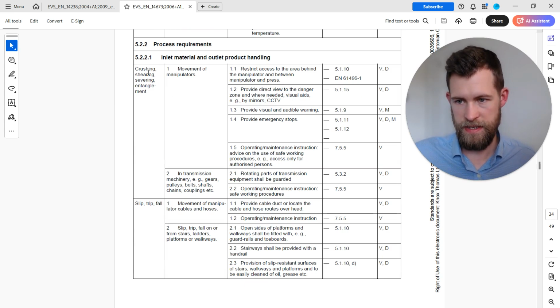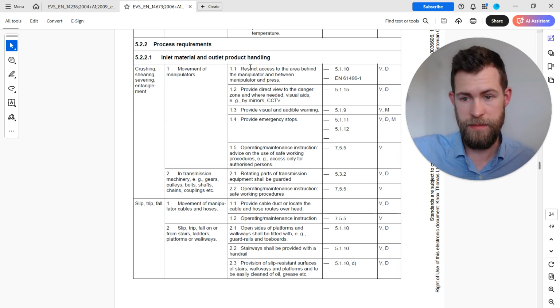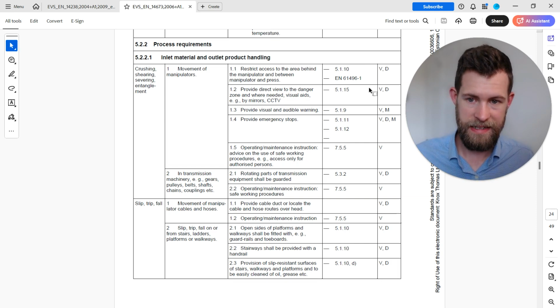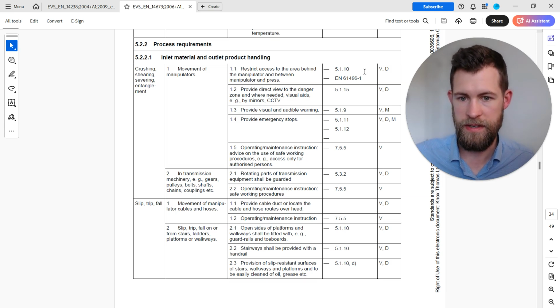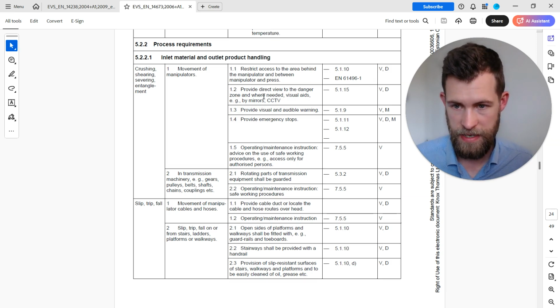We've got items in here for the movement of manipulators. So what's the hazard in this case? Well, we've got crushing, shearing, severing, entanglement, and what is required. Here it has been stated within the standard that there needs to be a restriction on the access to the area behind the manipulator and between the manipulator and the press. And then in these sections here, so 5.1.10, for example, or in EN 61496 part 1, there's further requirements on what it looks like to meet those. But let's take this next one down.